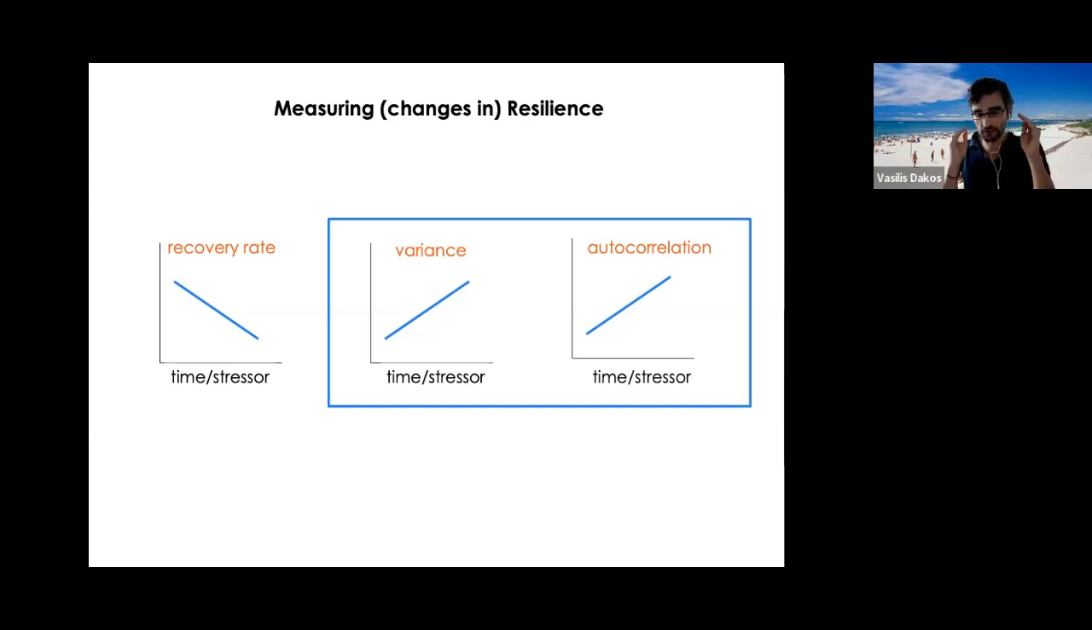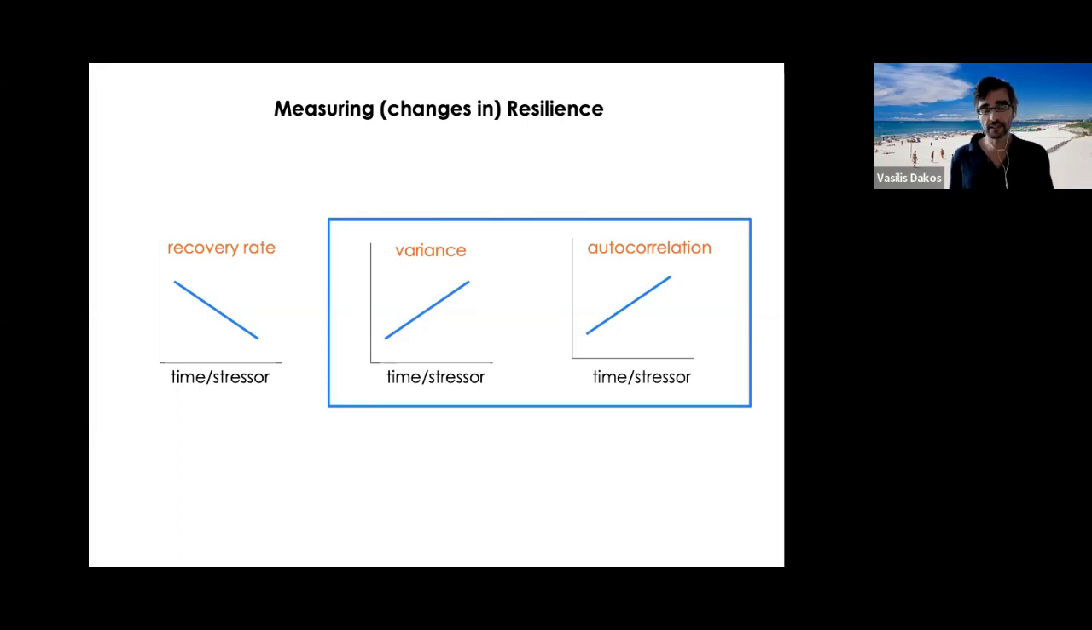So I'm not really going to talk 100% about tipping points, but it could be about resilience preceding tipping points. I'm talking more about resilience in terms of the stability of a system to lose its present state and move to something else that could be an alternative or not.